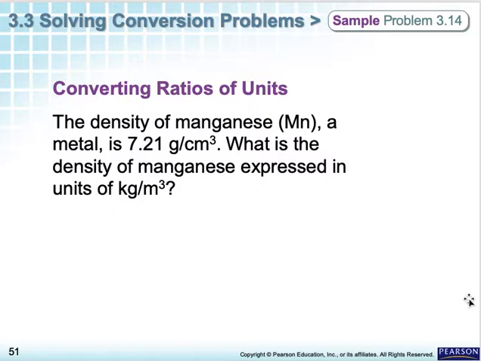So, converting ratios of units. If we have density, again, we can put grams per 1 cubic centimeter or 1 cubic centimeter per, in this case, 7.21 grams. And so we can then convert grams to kilograms, and we can convert cubic centimeters to cubic meters. And again, this is one I'm going to go over in class again. So you need to ask me, probably not, maybe tomorrow we'll have time.